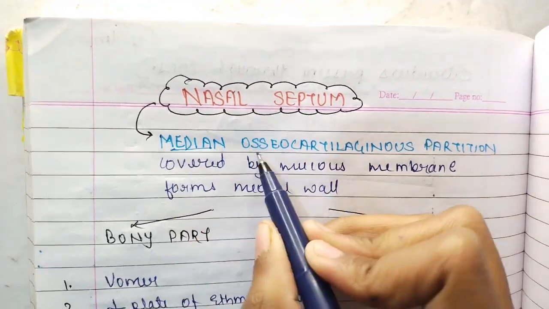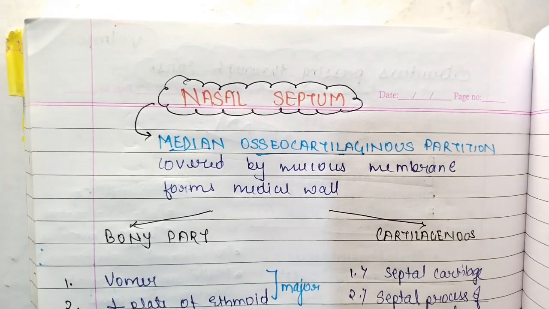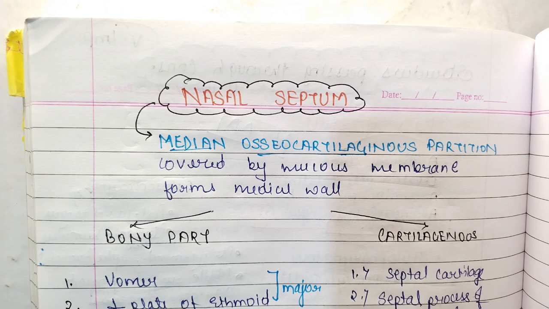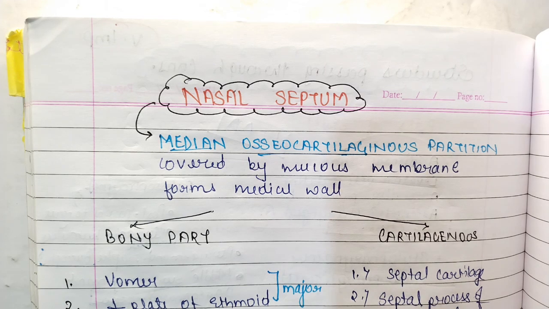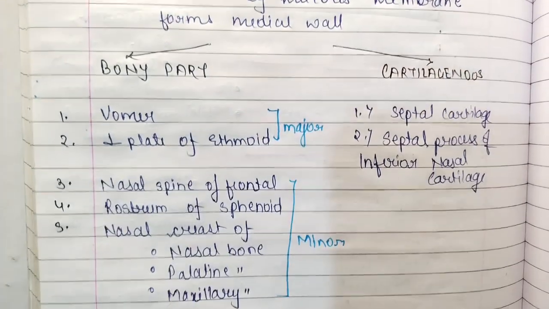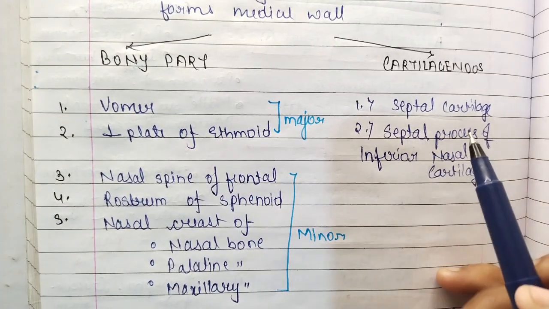You don't have to remember, just see your nose. Okay, so on your nose there is a nasal septum, and it is the middle part of the nose. Okay, and it is cartilaginous. So this way you can remember. It is covered by mucous membrane and it forms two walls. Okay, two medial walls. What are those walls? These are called the bony part and the cartilaginous part.